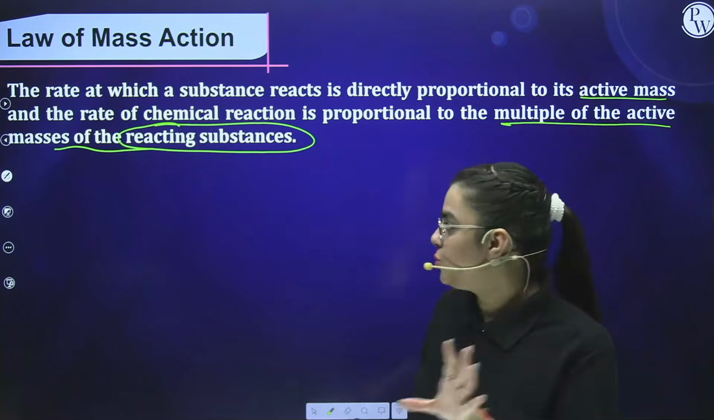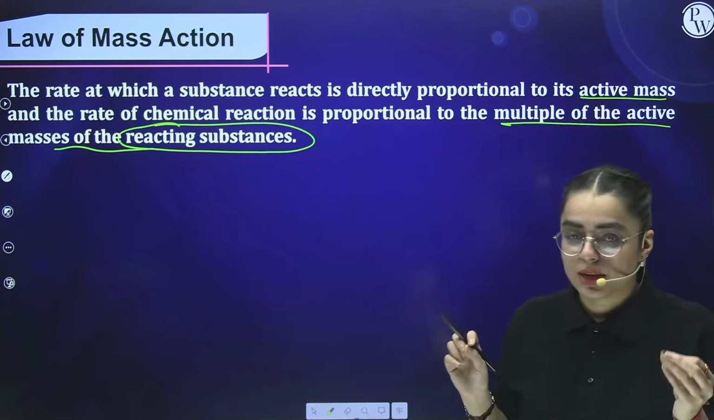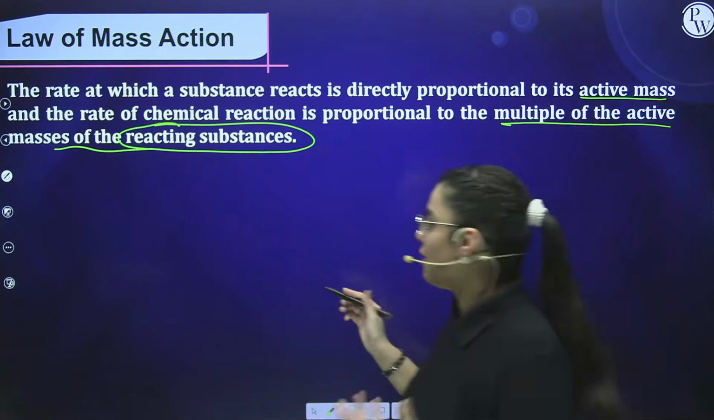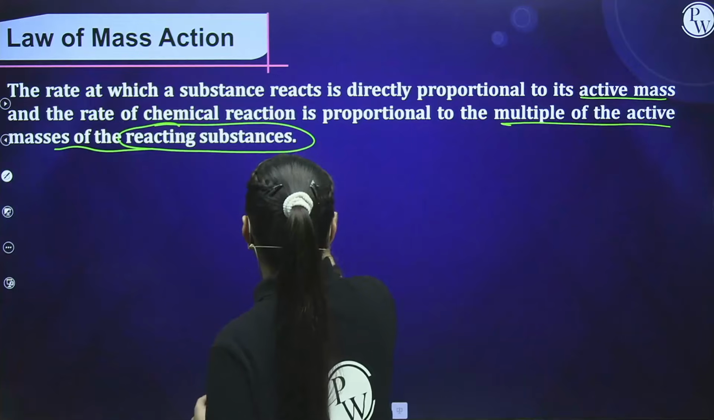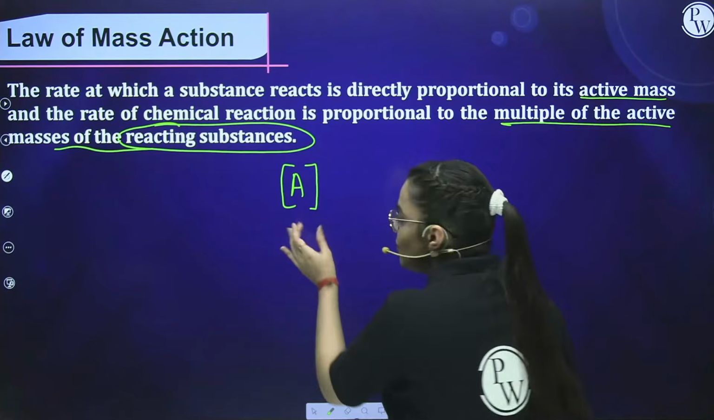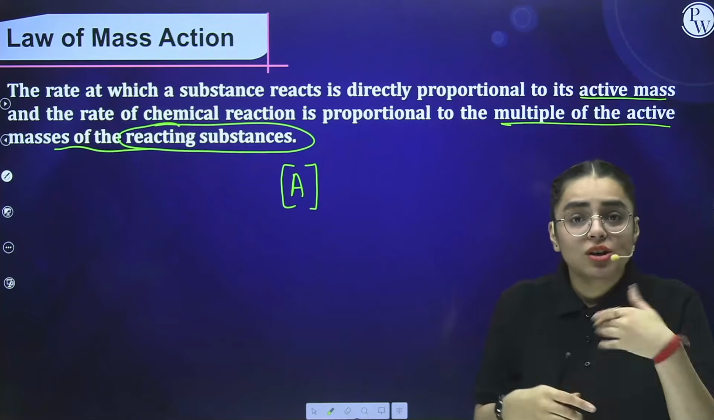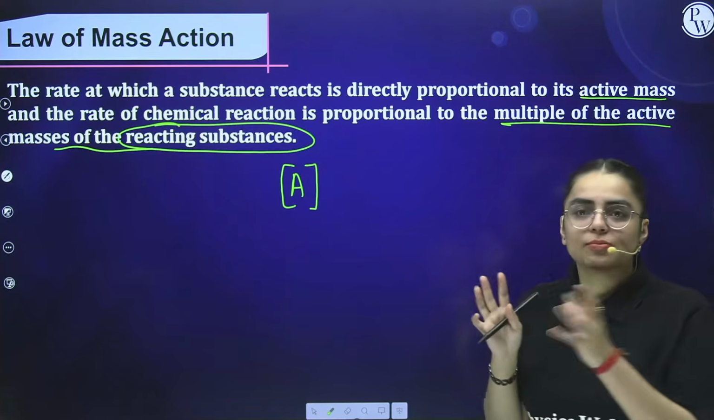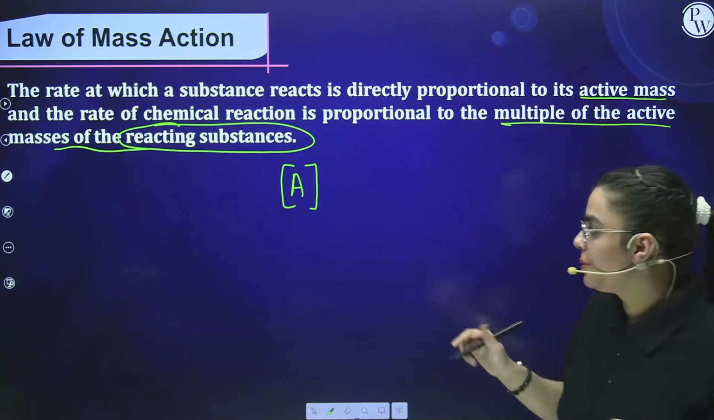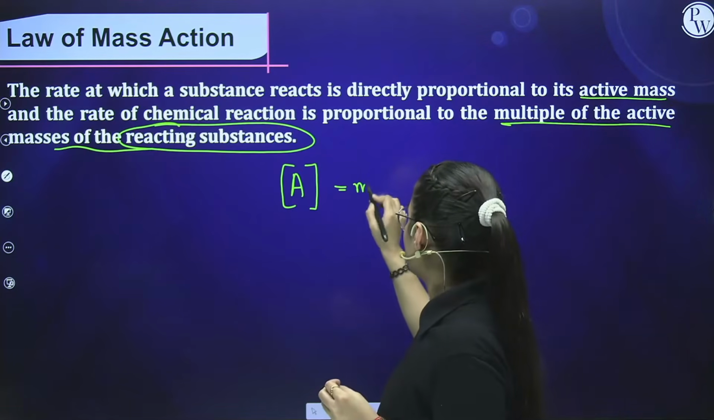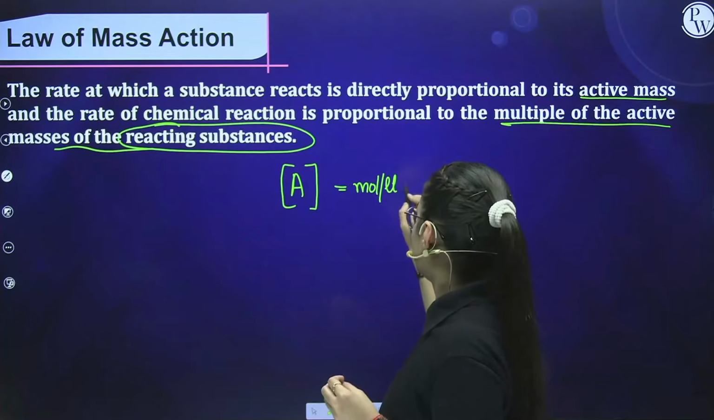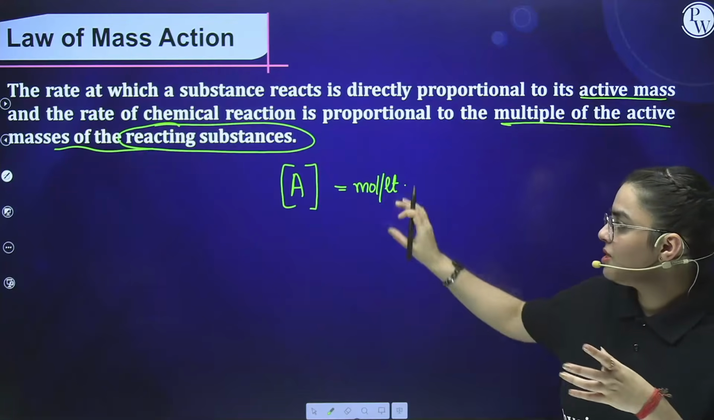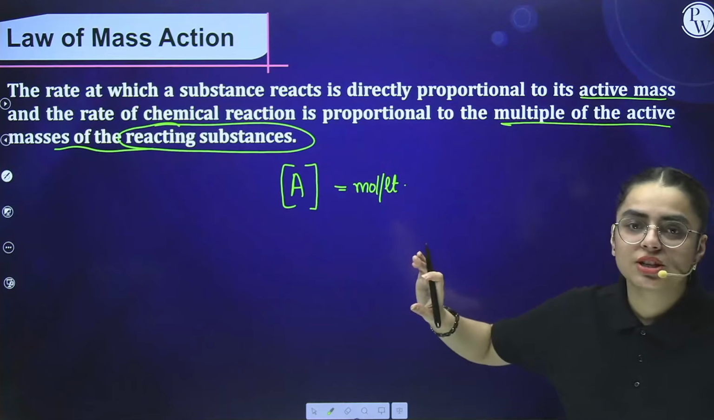Now I am going to tell you how to find the active mass. First of all, to represent an active mass, we use a square bracket. If I say the active mass is represented by A, I write that active mass in a square bracket. Now what are the units of the active mass? The unit of the active mass comes out to be mole per liter, because this is basically the concentration.